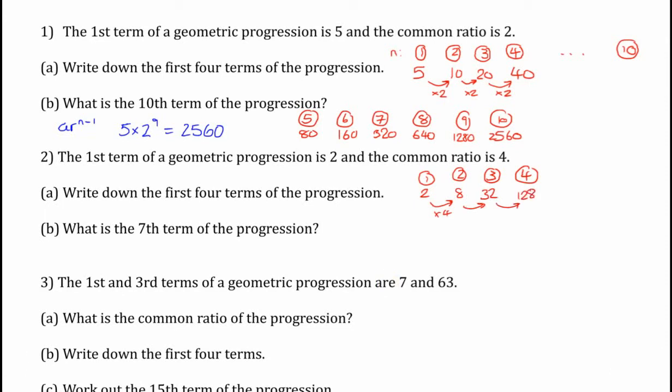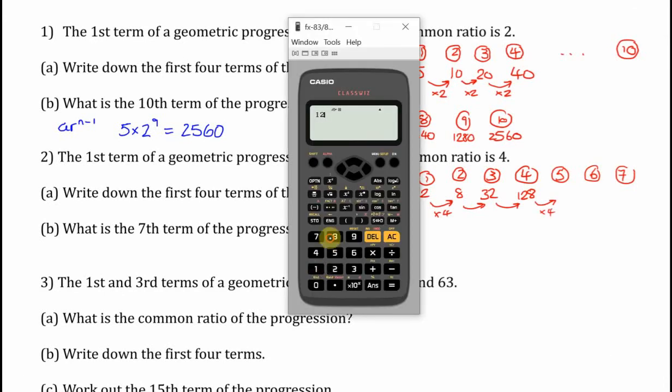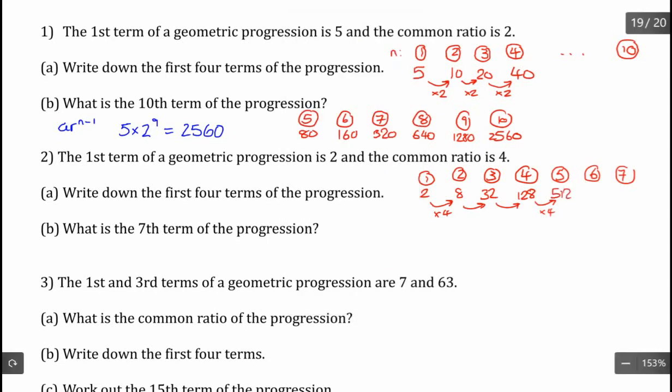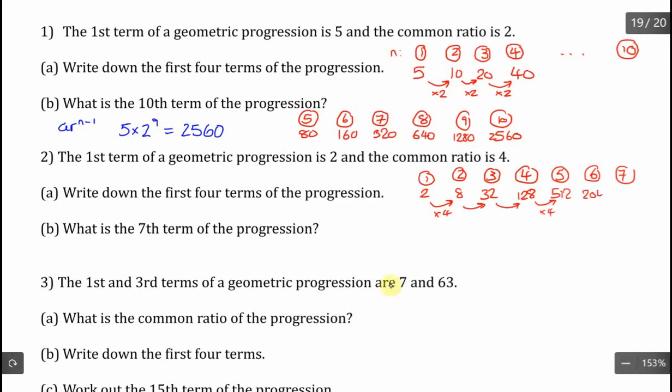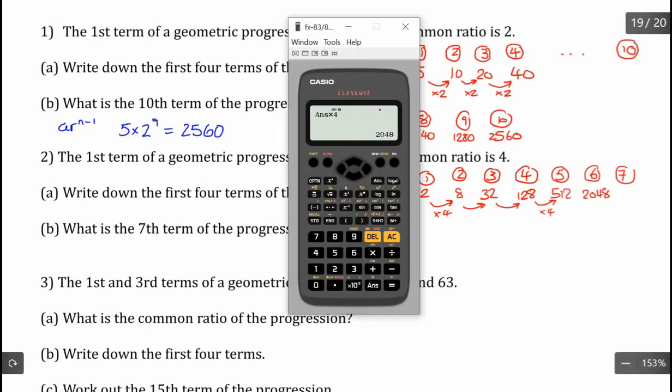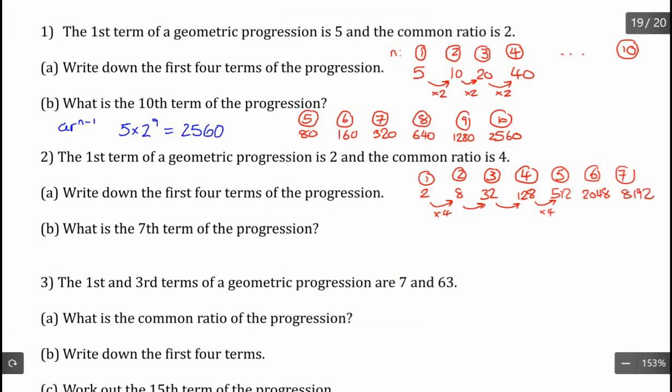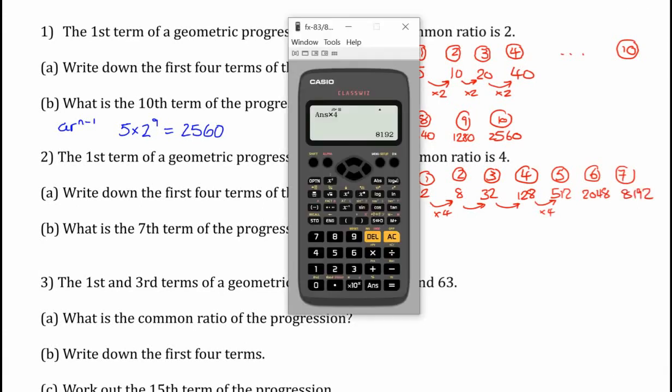The 7th term of the progression, there's only a few more to go, so I'd probably just keep going personally. So times that by 4, 512, times that by 4, 2048, times that by 4, 8,192.